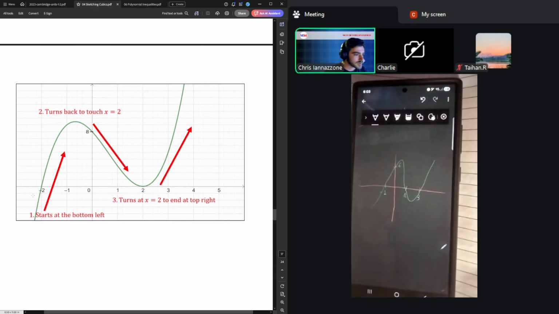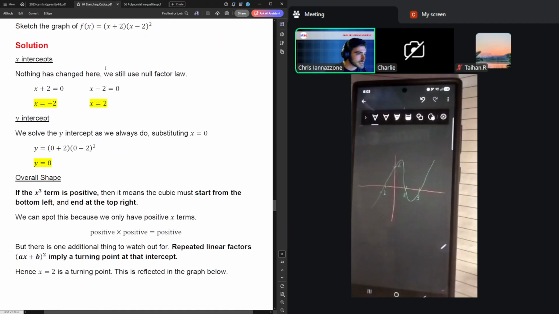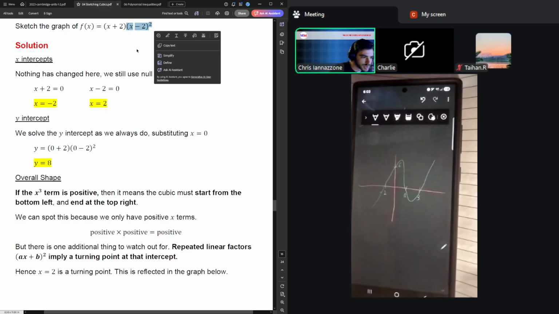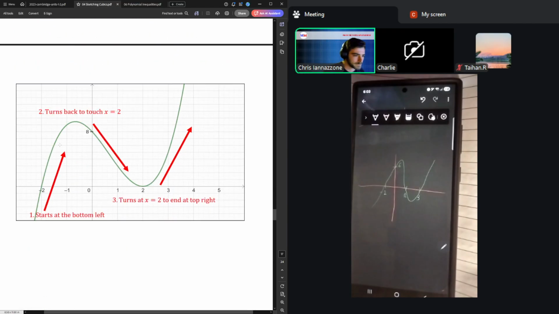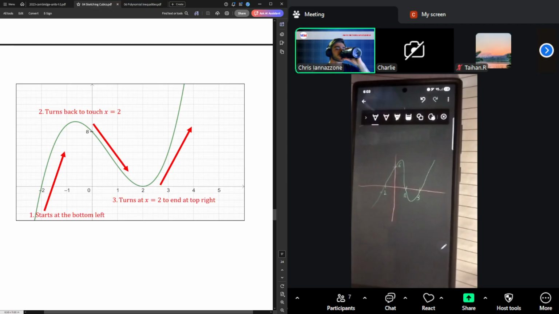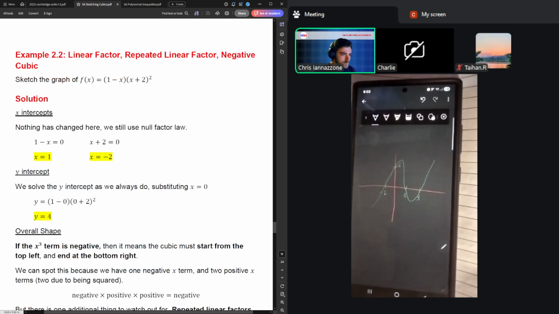Key things to watch out for: positive starts bottom left, ends top right. Regular linear factors are cuts, just like before. Repeated linear factors are turning points. That's it for that. Any questions about how that one came to be? Cool. This might be the last one.